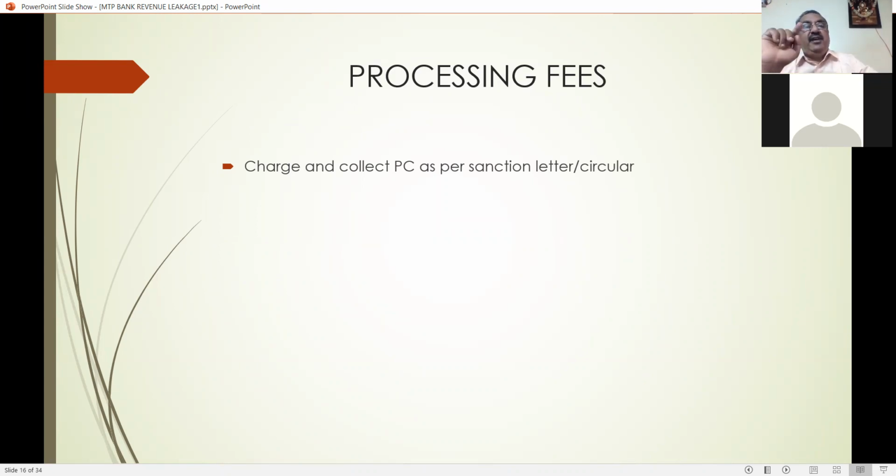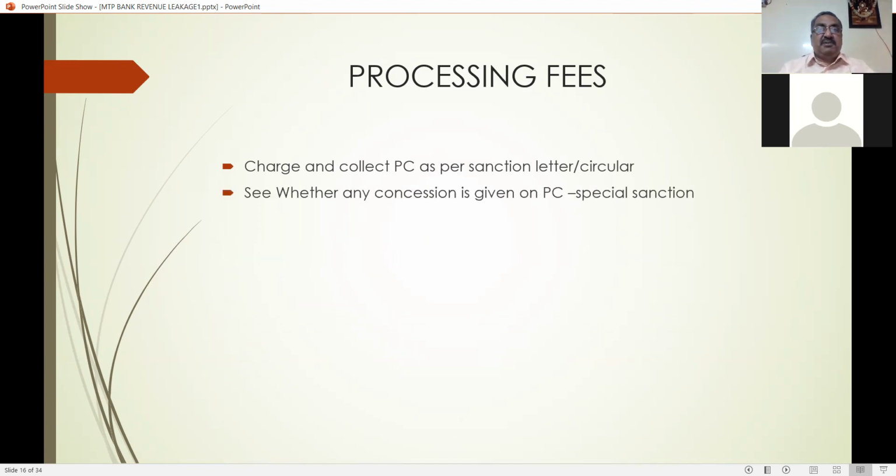But upfront fee is a fee paid by the borrower, by the applicant, to the banker at the time of submission of the application. This processing fee will be charged by the banker after sanction of the loan, but upfront fee is paid by the borrower on the application itself; they have to enclose the upfront fee. So they have to collect as per the sanction letter. And sometimes they say that on housing loans for this period, no processing charge will be there. Is there any concession that has been given to the customer? That also you have to see.